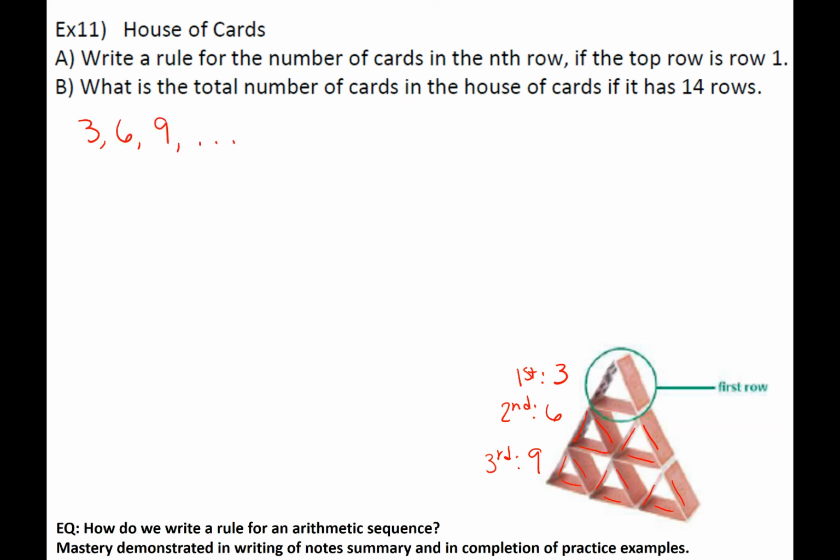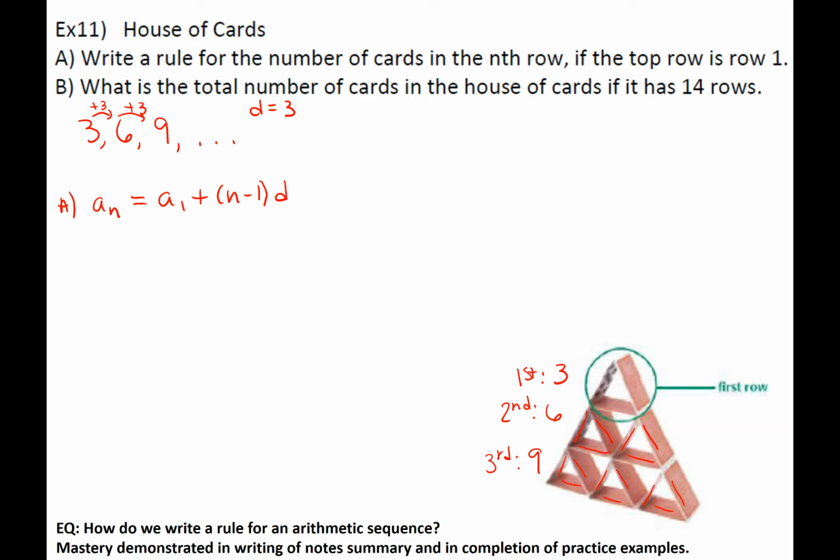So if I look at the pattern here, it looks like plus 3, and we would assume that continues. So this is arithmetic, because that common difference is 3. We keep adding 3. So to continue this in terms of writing a rule, I would do my arithmetic formula for writing a rule. A sub n equals a sub 1 plus n minus 1 times d.